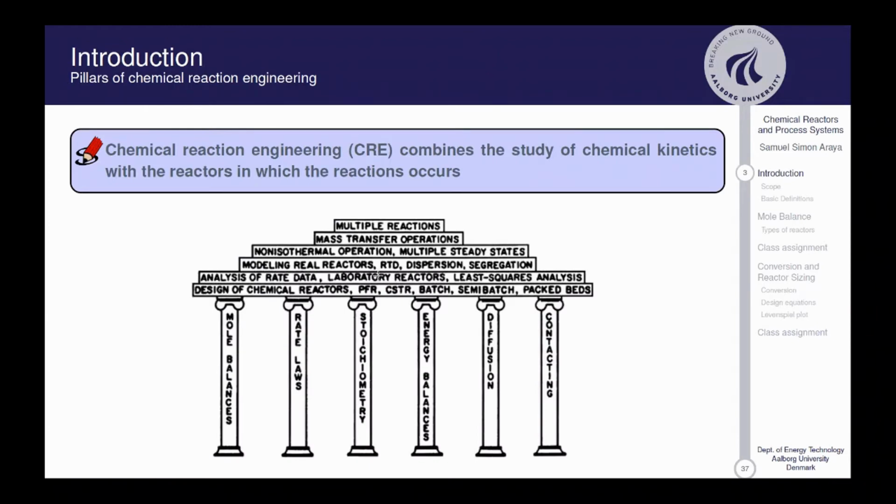Let's begin with basically defining what chemical reaction engineering is. Chemical reaction engineering combines the study of chemical kinetics, so basically the chemistry of chemical reactions, and the reaction vessels, or the space where these reactions occur.